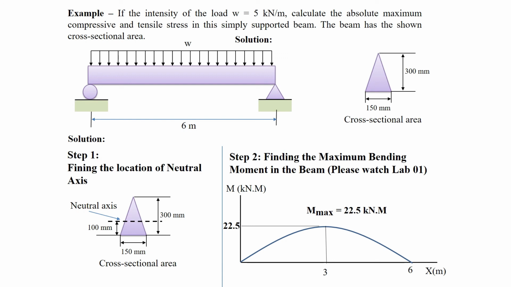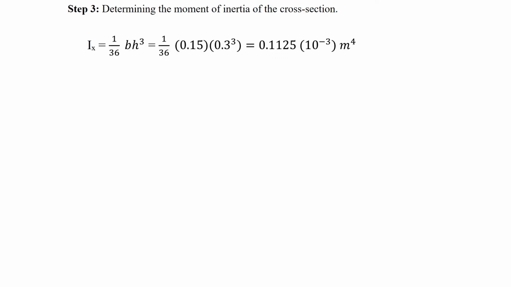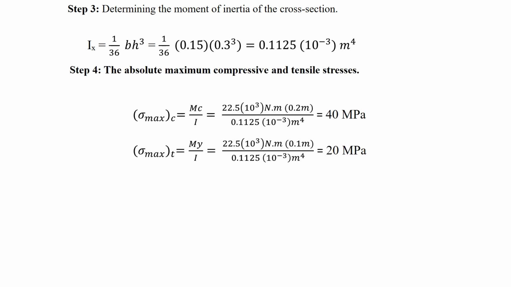Based on the moment diagram, the maximum internal moment in the beam is 22.5 kilonewton meters. Third step is to calculate the moment of inertia of the cross-section about the neutral axis. For triangular shapes, the moment of inertia is 1 by 36 times base times height to the power of 3, where in this problem the base is 150 millimeters and the height is 300 millimeters. Finally, the maximum compressive and tensile stresses occur at the top and bottom of the cross-section, respectively. The absolute maximum compressive stress is 40 megapascals, and the absolute maximum tensile stress is 20 megapascals.